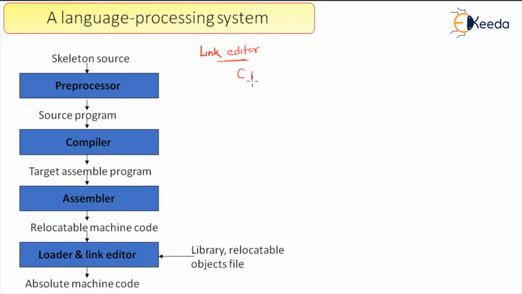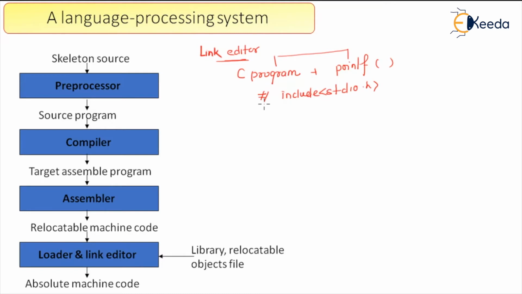Now to understand link editor, let's think of a situation where we have written a C program, but we have not defined a function, let's say the printf function. So what we do is we include a header file, something like #include <stdio.h>, the standard input output header file.